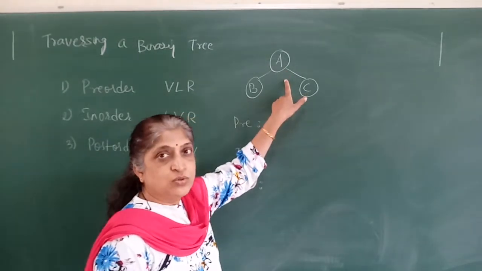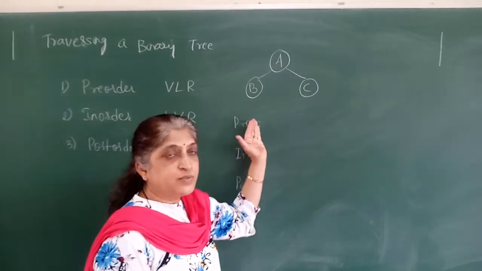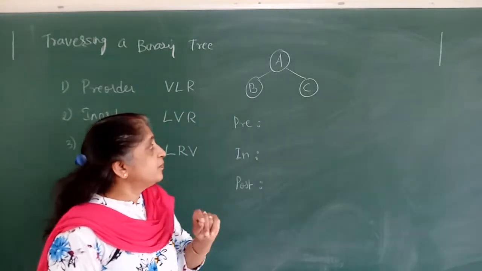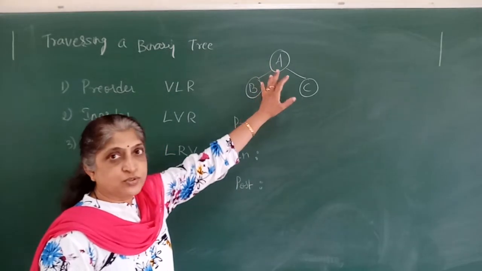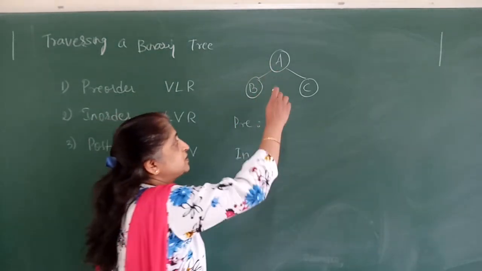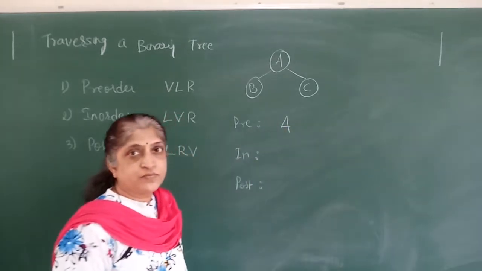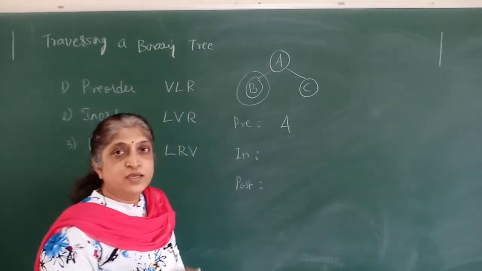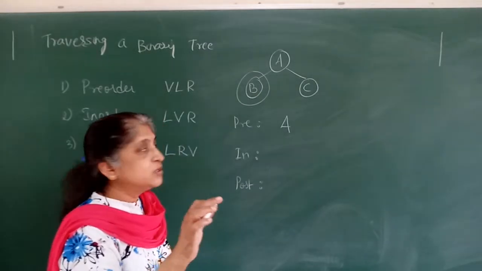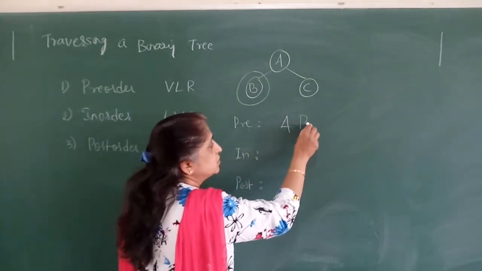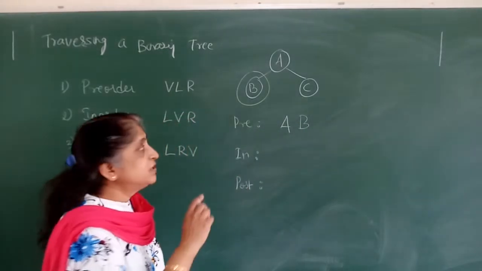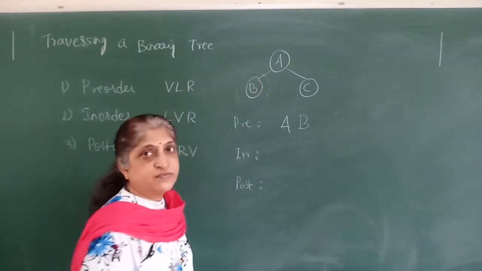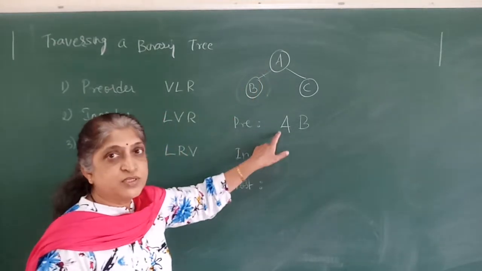We have A as a root node, B as the left subtree and C as the right subtree. When we want to traverse it in pre-order, we start from the root. We visit the root first, that is A. Then go to the left subtree. In this left subtree, we first visit the root. B is the root of this. From here, go to the left subtree, it's null. Then the right subtree is also null.